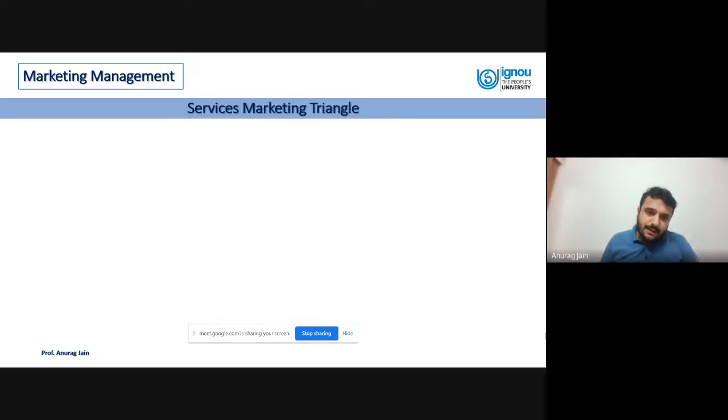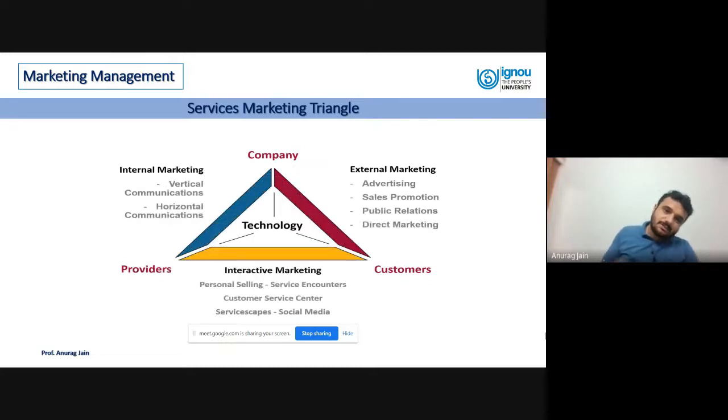The one more thing I wanted to discuss in this context of services marketing is known as the services marketing triangle, right? As we are discussing, services marketing is really important, and it is very much different from product marketing. So how can we actually do it? There are three major elements of this services marketing triangle, as you are seeing over here, and which plays a very prominent role, right?